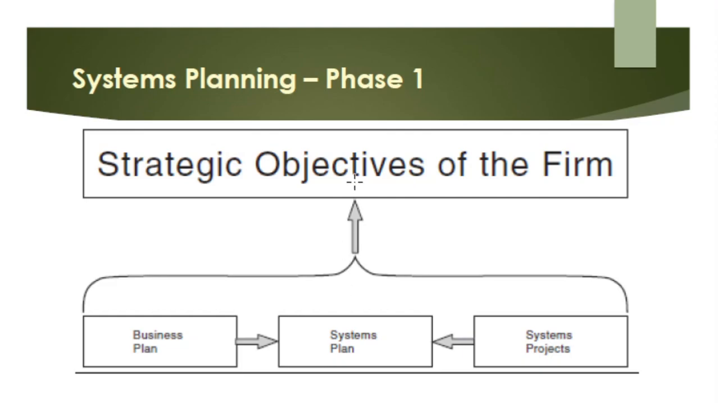So the strategic objectives of the firm and the plans, either business systems or systems projects, both areas should be in congruence. So again, there must be congruence between the individual projects, the business plan, and the systems project, or the firm may fail to meet its objectives. If there is no congruence among the three, the firm would not achieve its objectives. So again, goal congruence is important in systems planning.